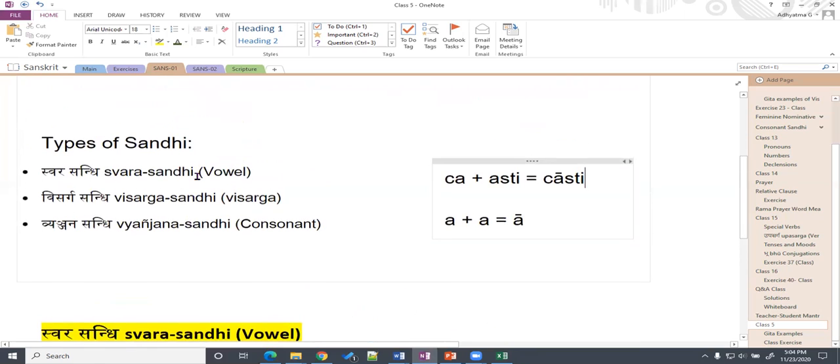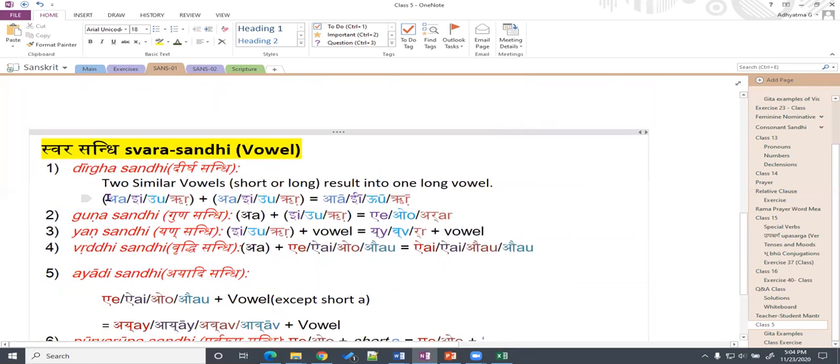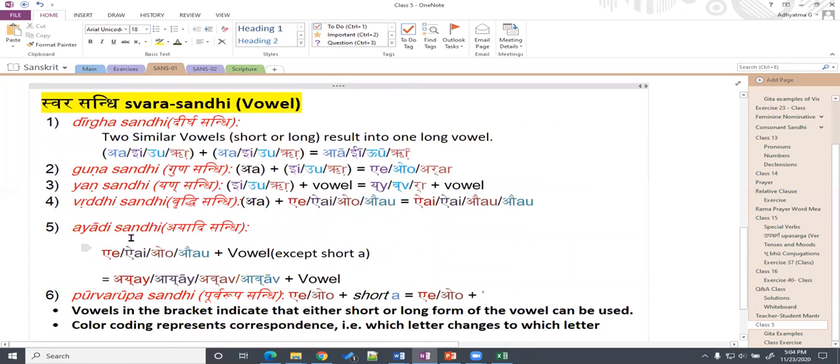Again, Swara Sandhi has a few variations. These are the main variations of Swara Sandhi or the vowel Sandhi. The first one is Dirgha Sandhi, second is Guna Sandhi, and third is Vriddhi Sandhi. Our today's study will be confined to these three types of Swara Sandhi. So we'll cover these three in detail in today's class.